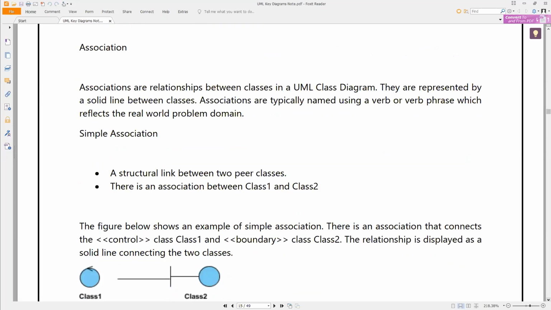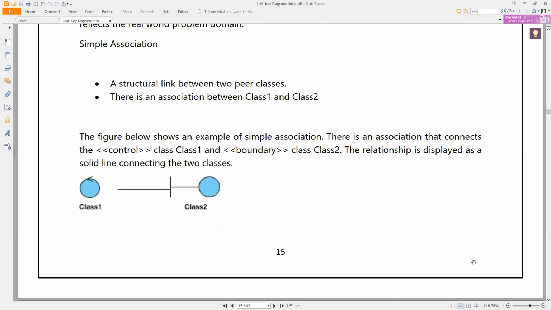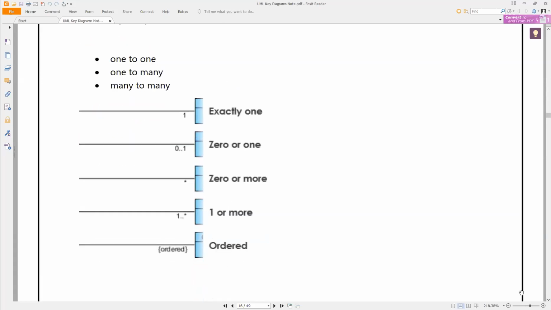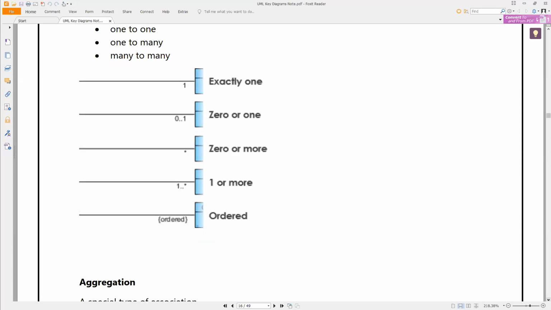You can have a simple association, which is a straight line between two peer classes, like class 1, class 2. I want to find good examples. So you can include the cardinalities. Cardinalities means the number of instances participating from each end. It can be exactly 1 from one class, 0 or 1, 0 or more when you use a single asterisk, or 1 or more. You can also order the relationship, which means going from here to there. So when you see those numbers, they indicate the cardinalities, the number of instances from each class that participate in the relationship.